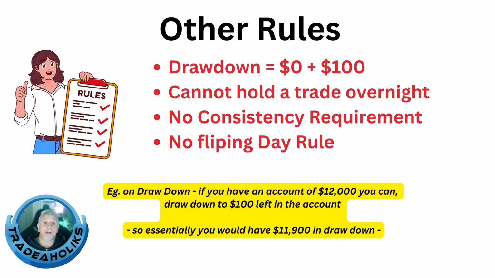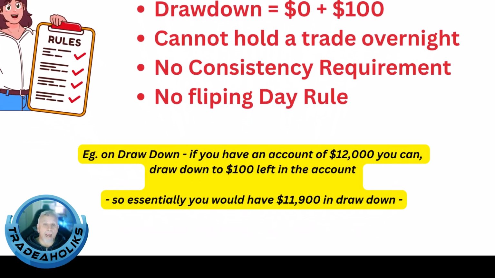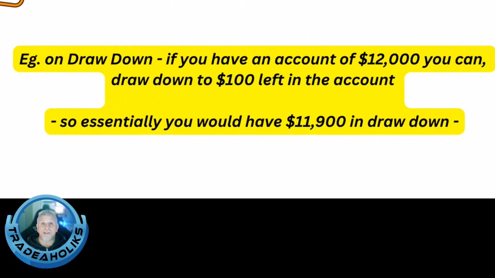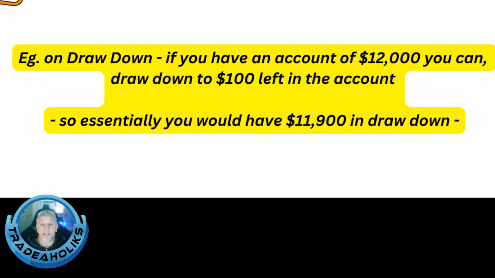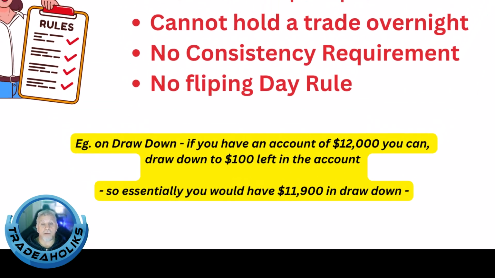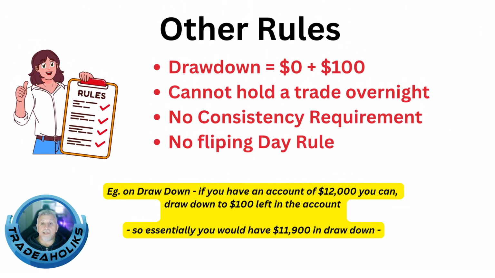If you had a $12,000 real live money account, you could draw down $11,900, all the way down to the $100, which is pretty good. Next, you have no consistency rules and you don't have any flipping rules, but you can't hold a trade overnight. These things we do know.